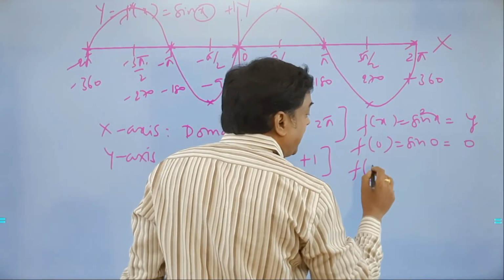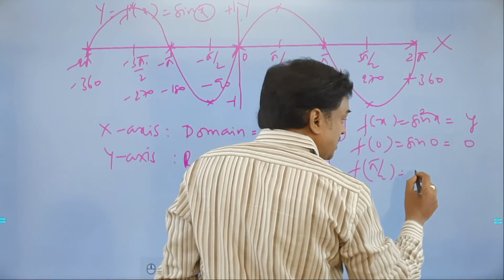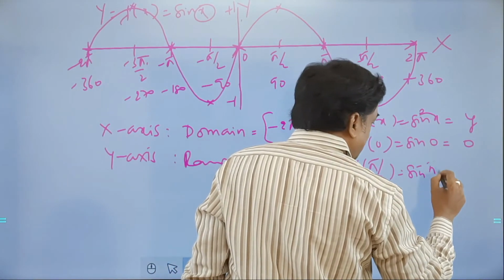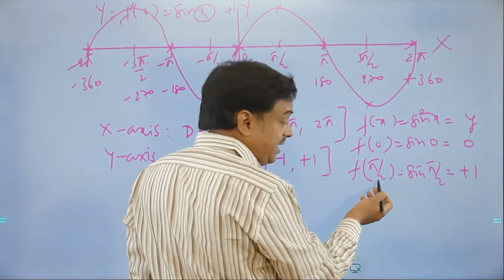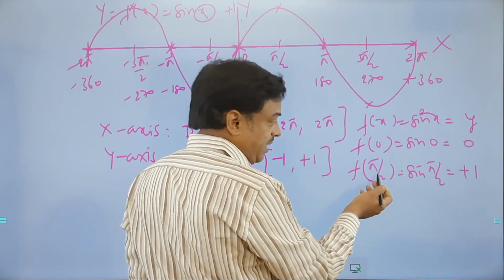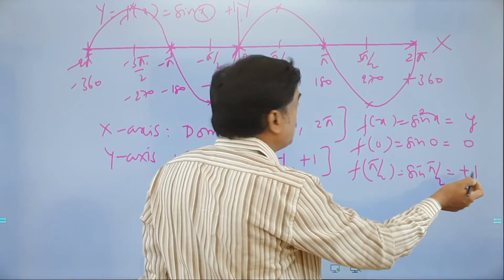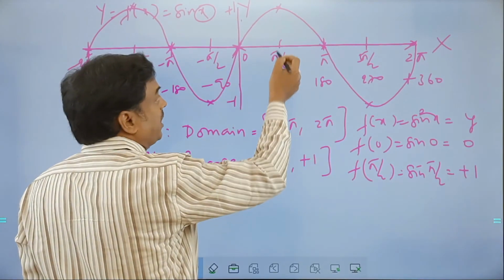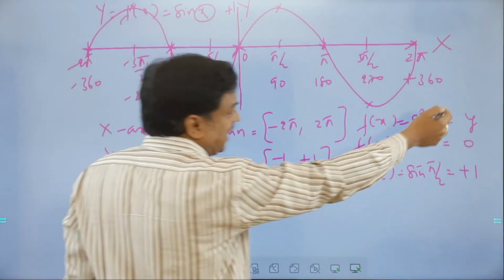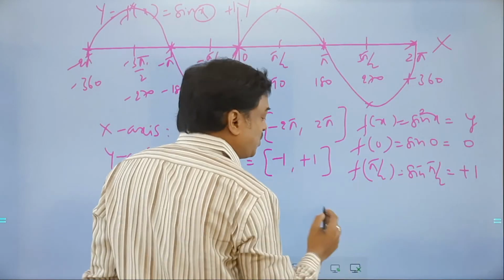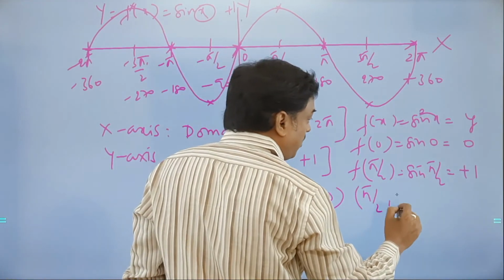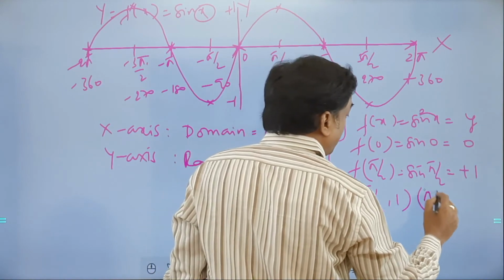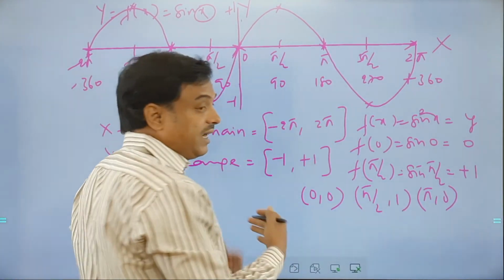Similarly, when I apply pi by 2 here, sin pi by 2, the value is plus 1. So when I apply x equal to pi by 2, I get the y value as 1, and like that I'll get ordered pairs. What is the first ordered pair I got? 0, 0. The second ordered pair I got is pi by 2, 1. The third ordered pair I got is pi, 0. Like that I get ordered pairs.